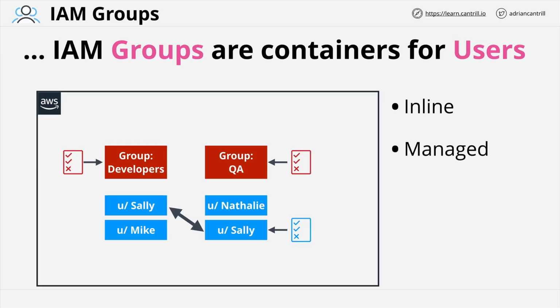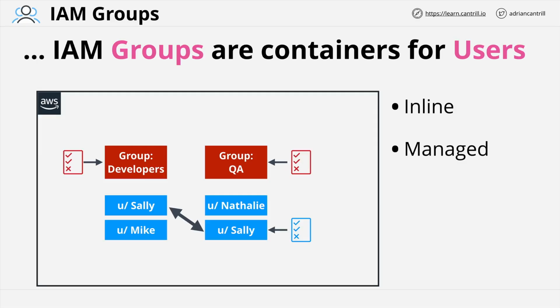Now, when an IAM user such as Sally is added as a member of a group, and let's say the developers group, that user gets the policies that are attached to that group. So Sally gains the permissions of any policies that are attached to the developers group and any other groups that that user is a member of. So Sally also gets the policies attached to the QA group, and Sally has any policies that she has directly.